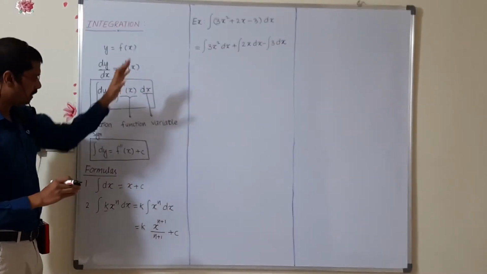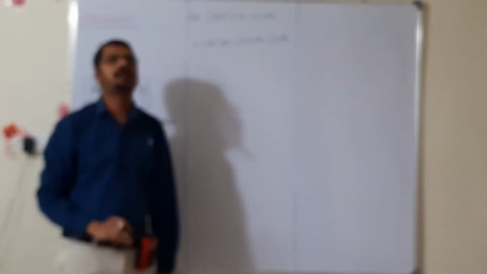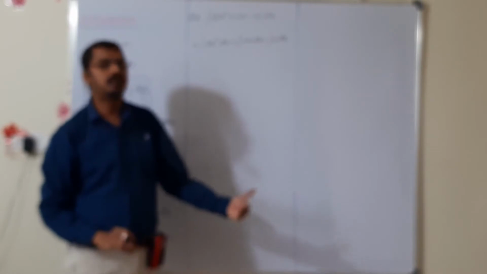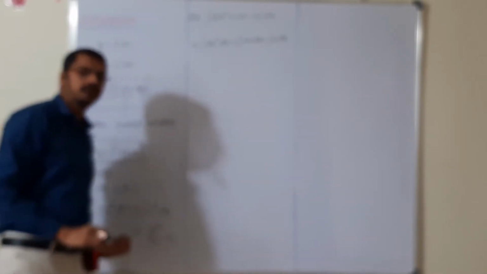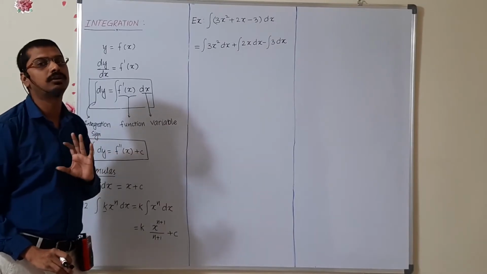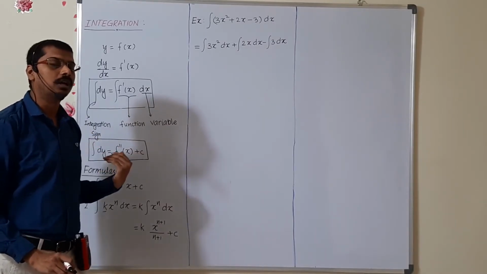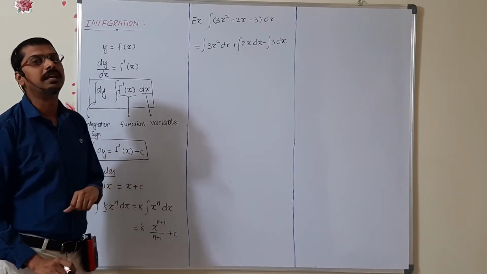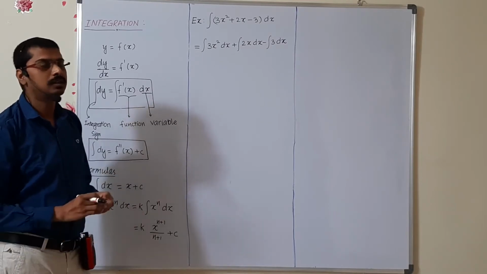Now whenever we get that, we have to take the formulas. Check whether it is related to the formula or not. If it is related to the formula, we can apply the formula directly. If it is not related to the formula, we have to make it related to the formula. Whenever we relate it to the formula, it is easy to find the solution.